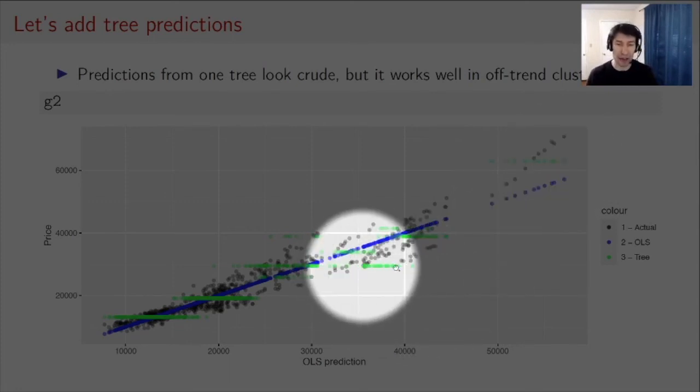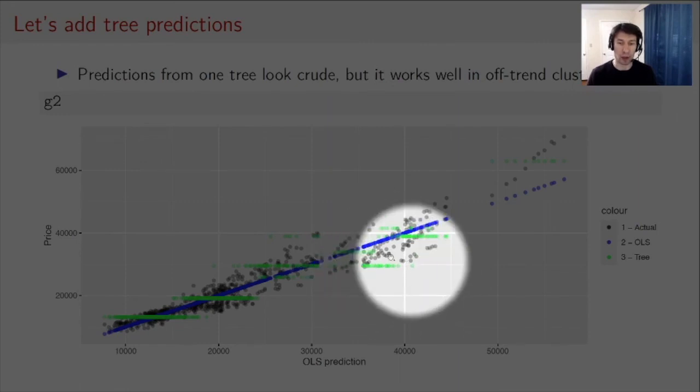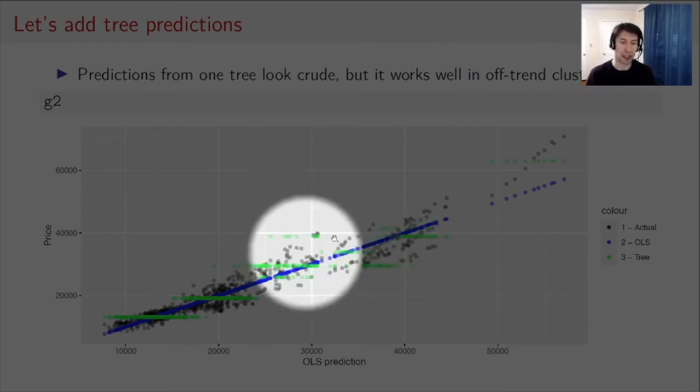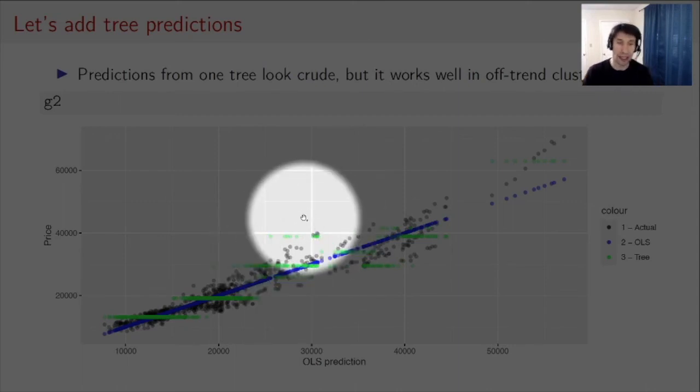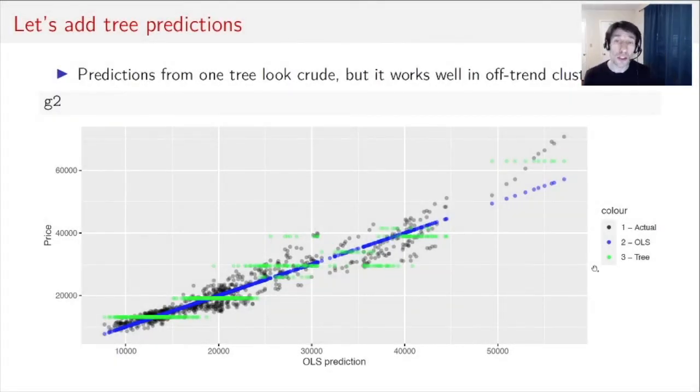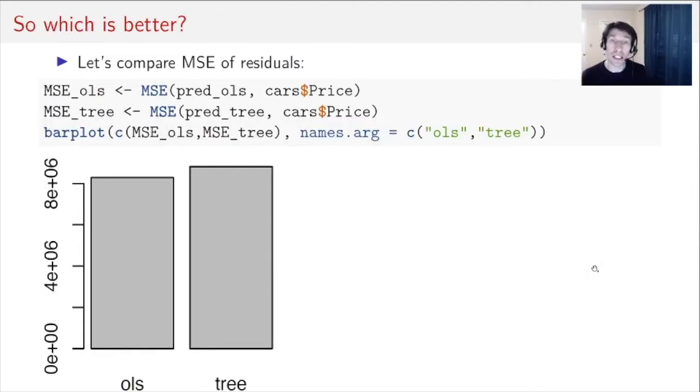Same thing here, this leaf might be a little bit better at capturing these observations, etc. So which one would be preferred here? It's unclear at this point. So let us look at the mean squared errors of these two prediction models.